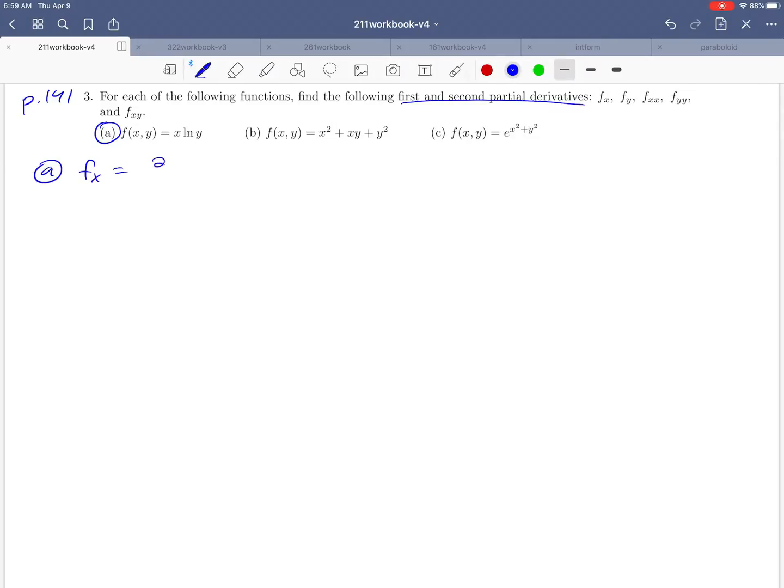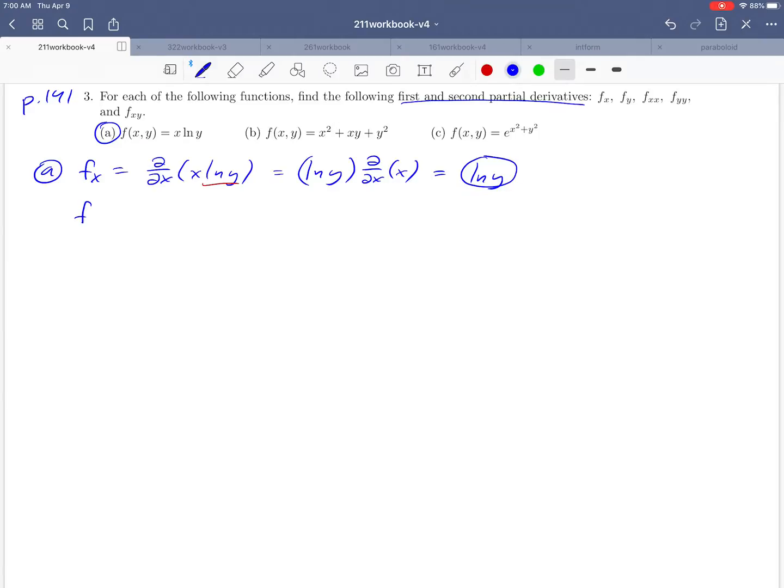Okay, so that's like asking us to take the derivative with respect to x of this function. And when we're taking this derivative, remember, we're treating x as the variable and y as a constant. So this ln of y that you see here only involves y, so that's like a big constant that we can pull outside of our derivative. So we could rewrite this as ln of y times the derivative of x, and the derivative of x is just 1, so we should get an answer of ln of y. That's our partial derivative with respect to x.